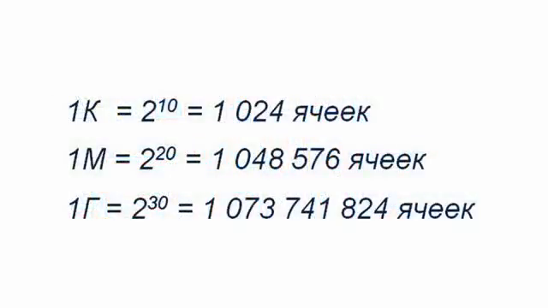The number of memory cells is normally indicated using the following measurement units. 1K is 1024 cells, that is 2 to the 10th power. 1M is 1,048,576 cells, that is 2 to the 20th power. 1G is 1,073,741,824 cells, or 2 to the 30th power.